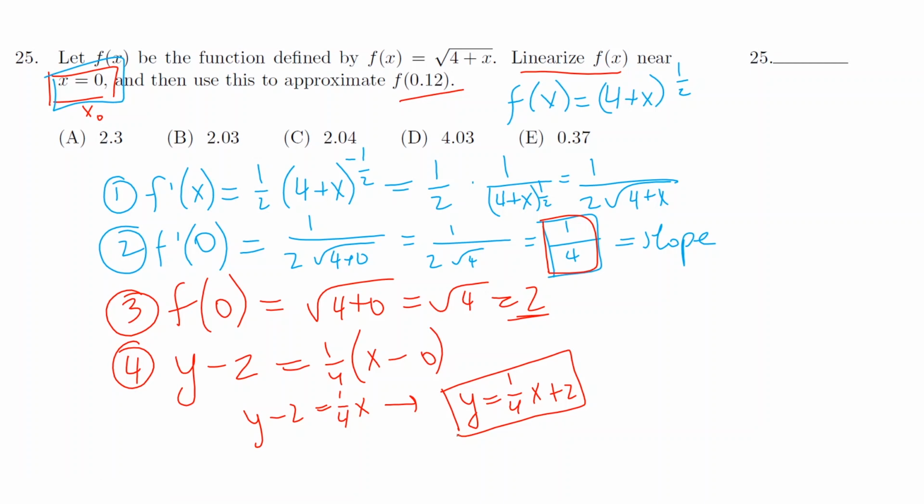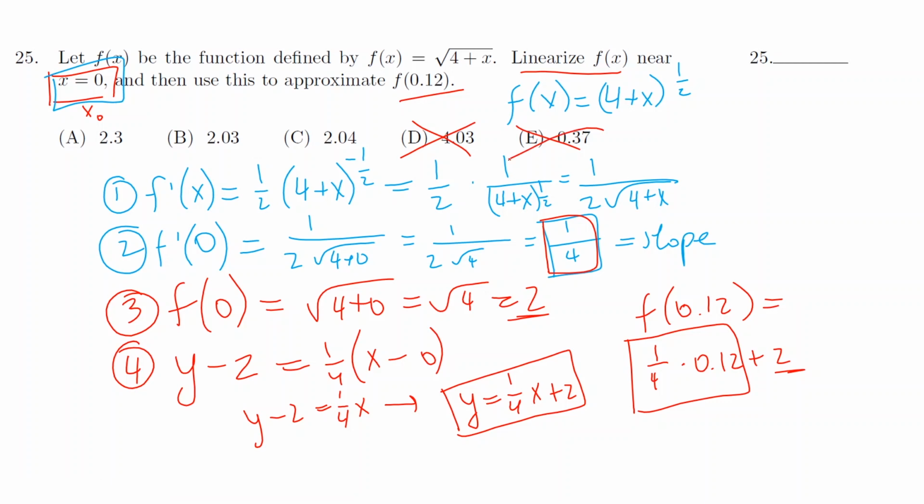Now, what is f of 0.12? F of 0.12 is us plugging 0.12 into x. That's equal to 1/4 times 0.12 plus 2. So I immediately see that it's going to be 2, and this is going to be some weird decimal. So D is out of the question, E is out of the question. So it's either A, B, or C.